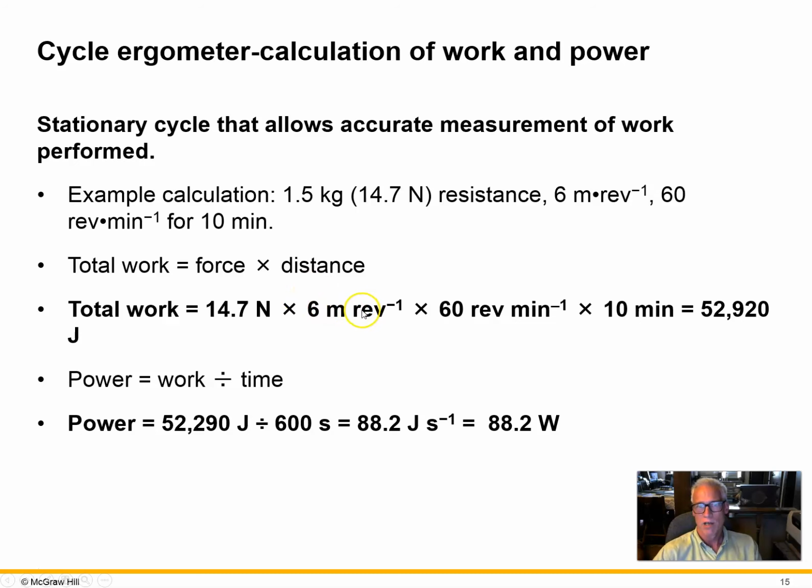That's our standard value from now on whenever we're talking about cycle ergometry. In this case, we're working at 60 RPMs, or 60 revolutions per minute, and we're going to do that for 10 minutes. You multiply that all together, and we wind up with 52.9 kilojoules. If we want power, we simply divide by the time. We have 600 seconds total time, and so we take our 52,290 joules divided by 600 and get 88.2 watts.